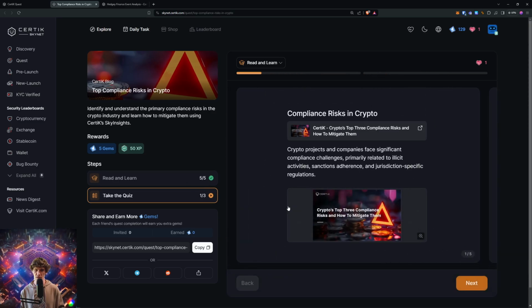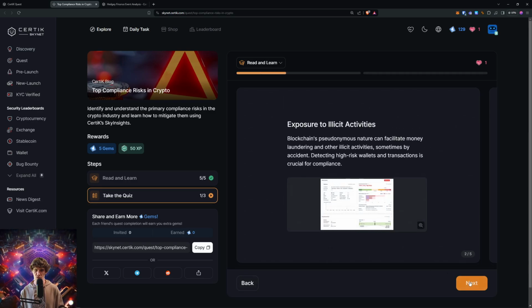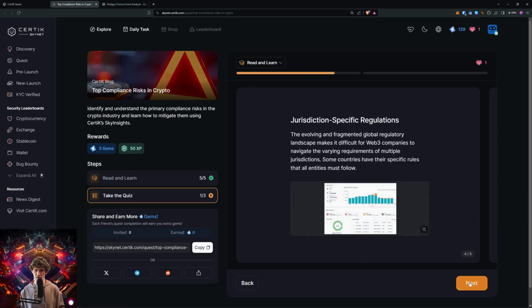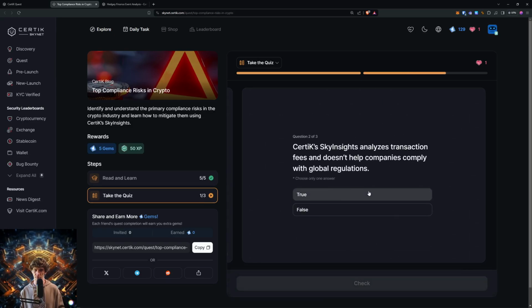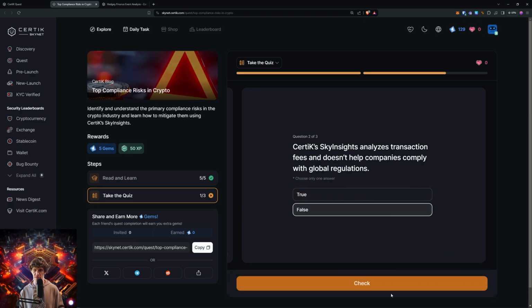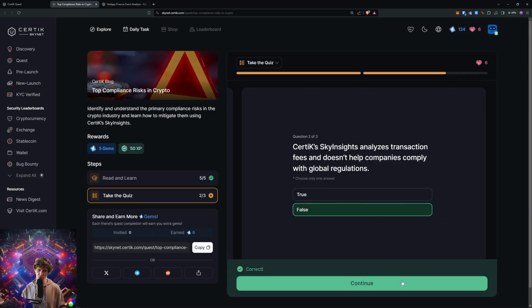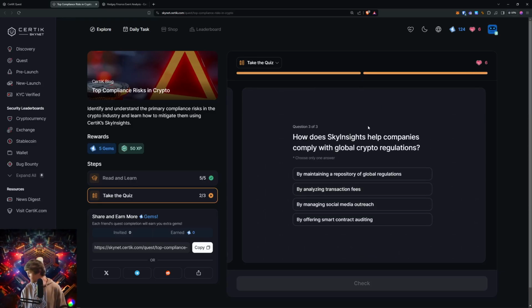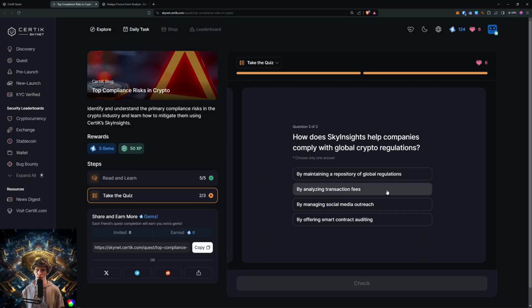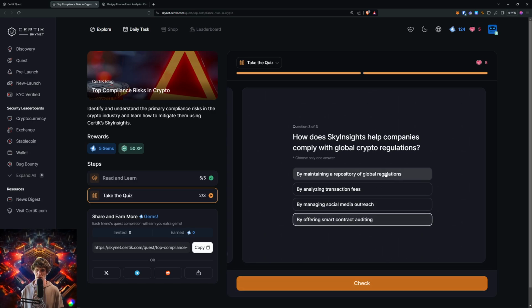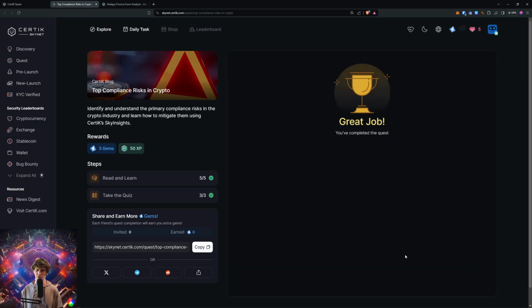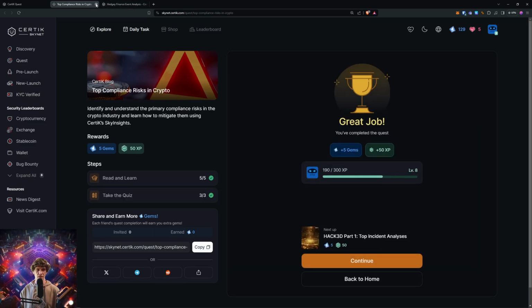Let me double check. I just want to make sure before. Yeah. Oh, really? Yeah, let me get some more hearts on this one. Okay, so it does help comply. I thought it only did the first one. All right, how does Skynet Insights help companies comply with global crypto regulation? By analyzing transaction fees? I'm just going to be guessing at this one. By maintaining a repository of global regulations. All right. On to the next one.